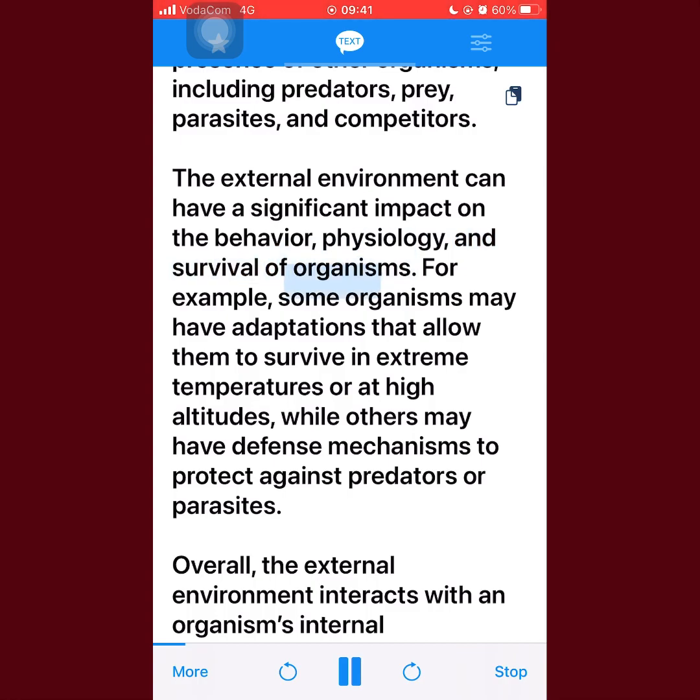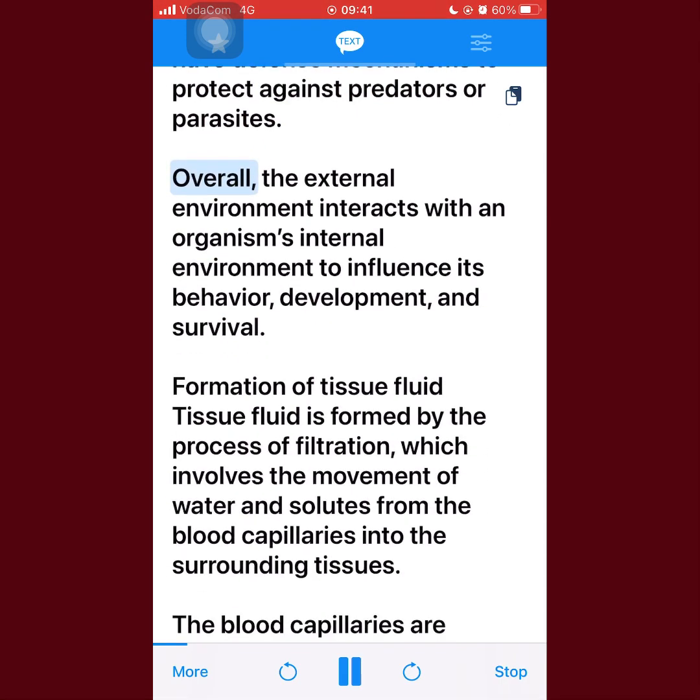For example, some organisms may have adaptations that allow them to survive in extreme temperatures or at high altitudes, while others may have defense mechanisms to protect against predators or parasites. Overall, the external environment interacts with an organism's internal environment to influence its behavior, development, and survival.